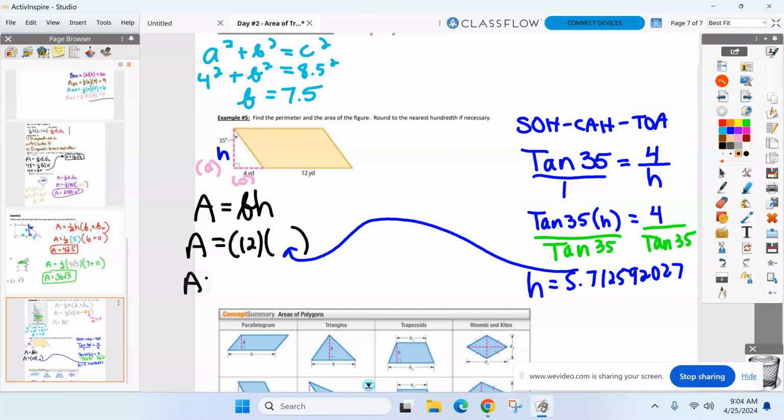Then you can look at the rounding directions up top. Look at the rounding directions. Nearest hundredth, 68. I'll give you the 68 point hundredth, which is what? 2 numbers after the decimal. So you look at the third if you need to round or not. 68.5. Five, thank you. Yards squared.